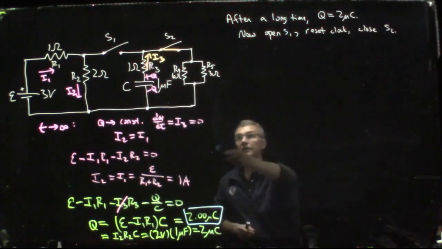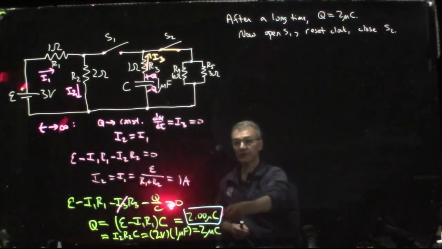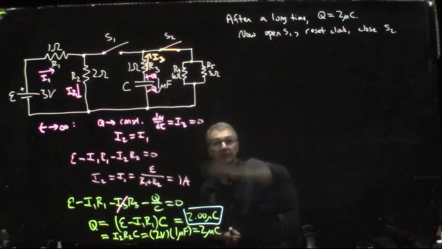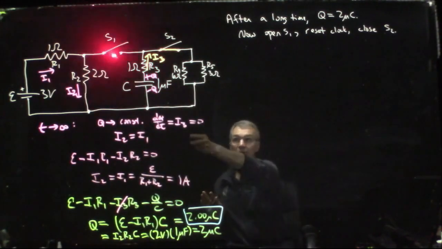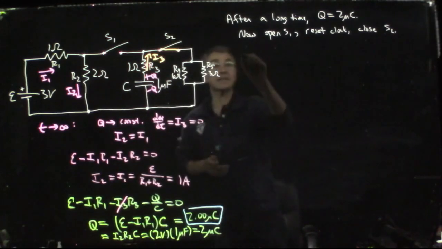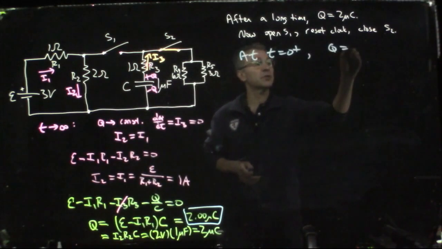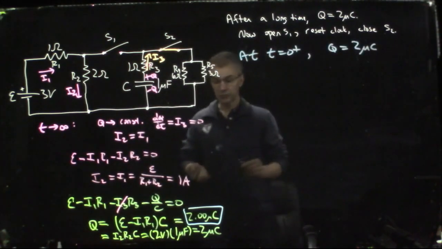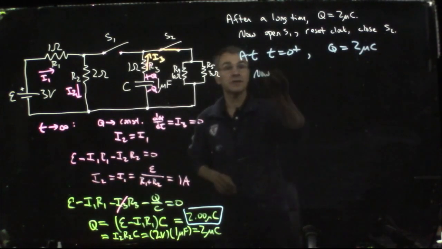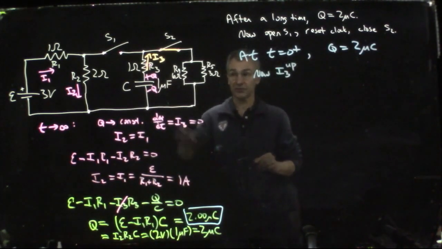So after a long time with S1 closed and S2 open, we found that the charge on the capacitor was 2 microcoulombs with plus Q on this top plate, minus Q on the bottom plate. Now we open S1, we reset the clock, we close S2. Now immediately after, so at t equals 0 plus, we have Q equals 2.00 microcoulombs. It's plus on the top plate, minus on the bottom plate. Now I3 is up. So the direction of I3 changed, this current through R3.